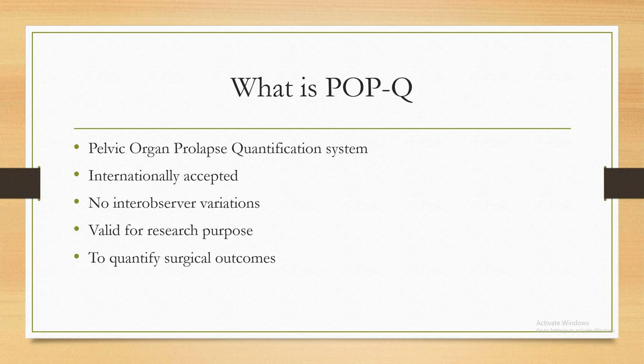It is an internationally accepted classification system. There are no inter-observer variations. It is valid for all research purposes. Also, whenever we do any surgery, it is very useful to use POP-Q to quantify the surgical outcomes. So these are the advantages of the POP-Q system: it is internationally accepted, as it is objective there are no inter-observer variations, it is valid for all research purposes, and it is used to quantify surgical results or outcomes.